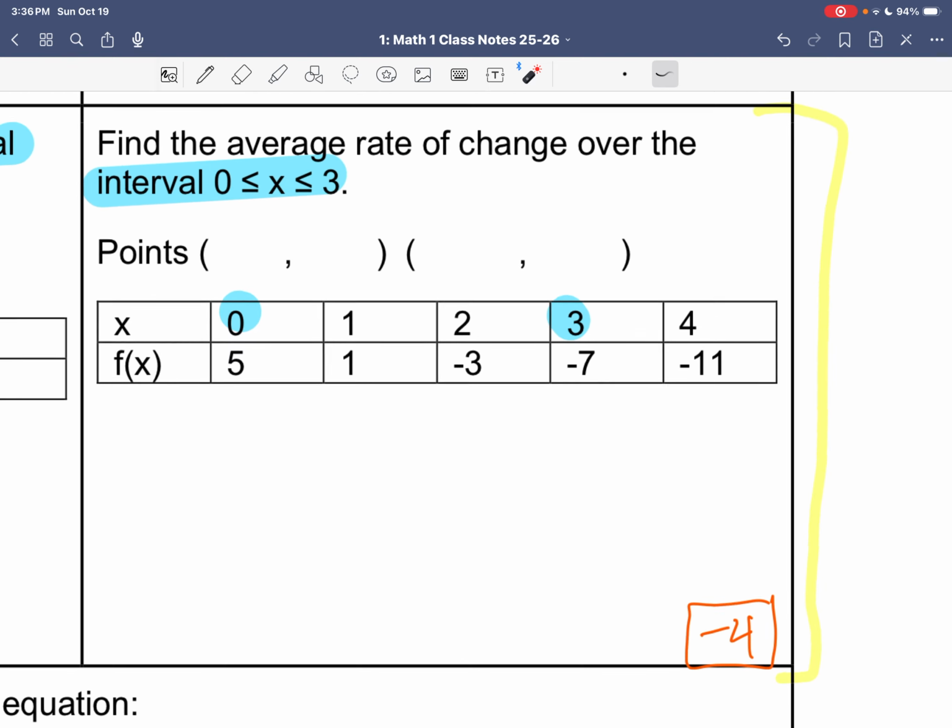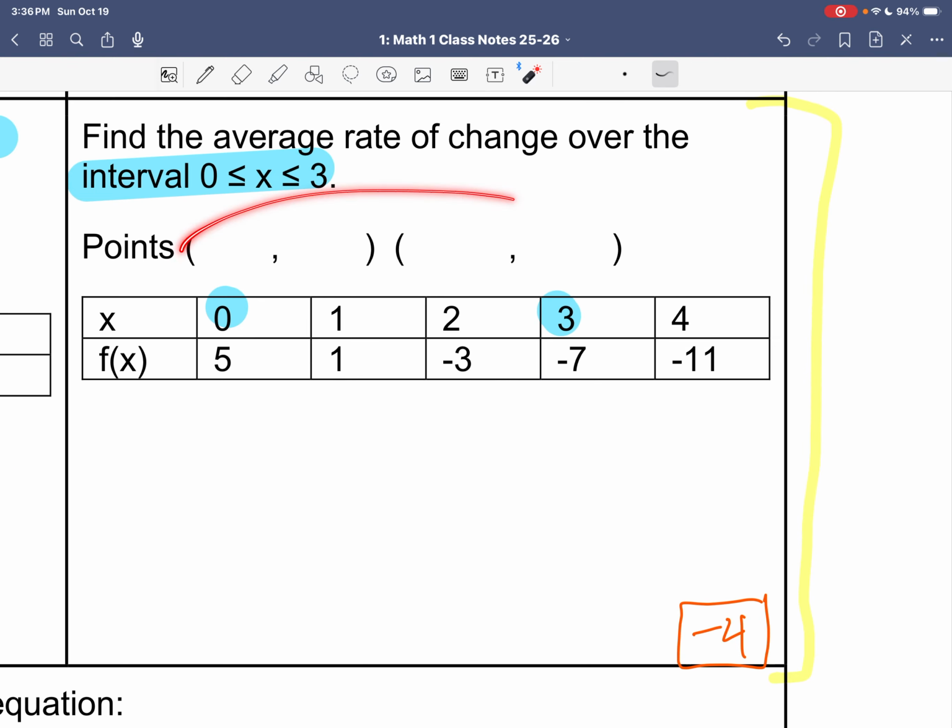All right, so I want you to try this. Make sure you fill in this information. Make sure you use the correct ordered pairs and find slope. And then if you did this correctly, your answer should be negative 4.